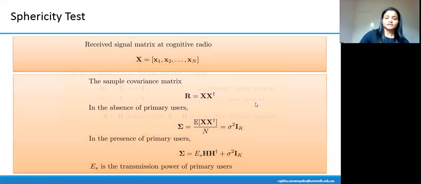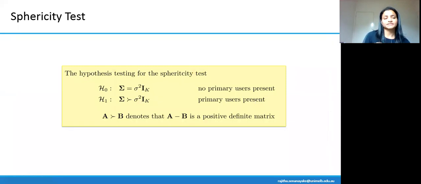You can reformulate your hypothesis testing for the sphericity test like this. You declare the null hypothesis if your sigma matrix is equal to a diagonal matrix like this. That is how we declare the null hypothesis. And if it departs from this diagonal structure, I declare the alternative hypothesis. So that is the hypothesis testing for the sphericity test. And this notation simply means that the difference between these two matrices is a positive definite matrix.